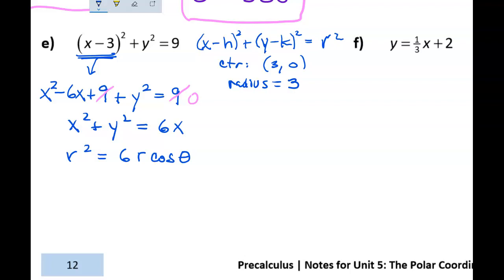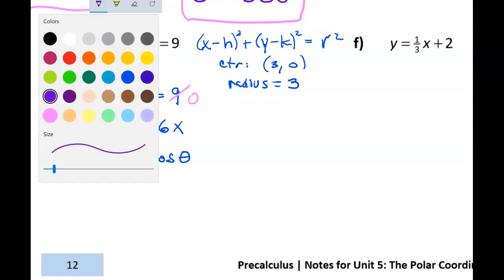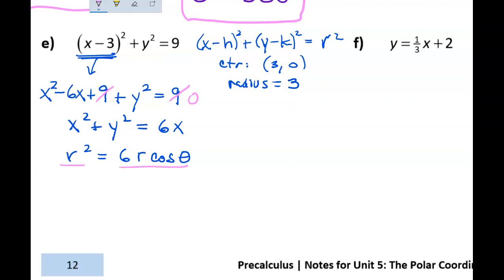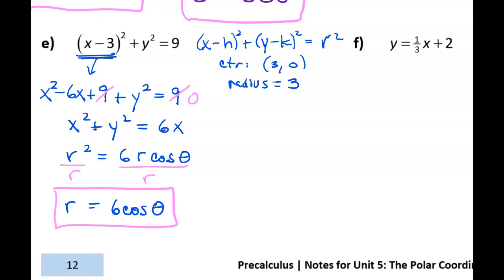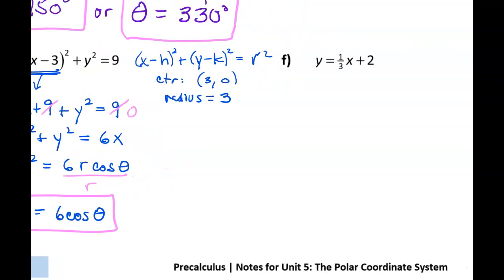So the easiest way, little trick here, to solve this one for r is to simply divide both sides by r. Once we do that, we'll have r is equal to 6 times the cosine of theta. So that's actually the equation of a circle centered at 3, 0 with a radius of 3. That 6 is actually giving us the diameter of the circle.